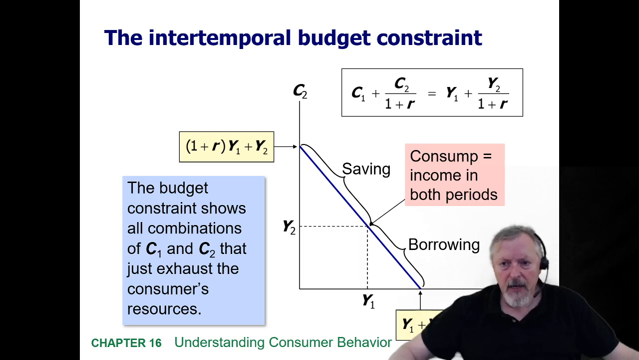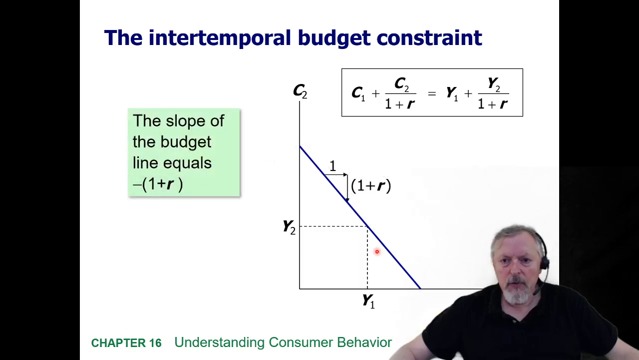This is a graph of how a person can allocate consumption between today and tomorrow. This axis is period 1, consumption and income. This is period 2. If you spend today's income today and tomorrow's income tomorrow, then you would be here at point Y1, Y2. If you consume more today than your income today, you would be in this range. It would mean that you were borrowing. If you consume less today than your income today, then you're saving. Essentially, you'd be pushing income into the future or pulling it from the future to today by either saving or borrowing.